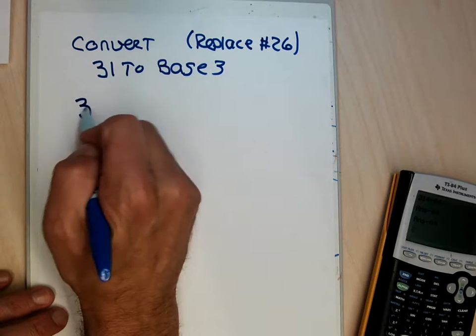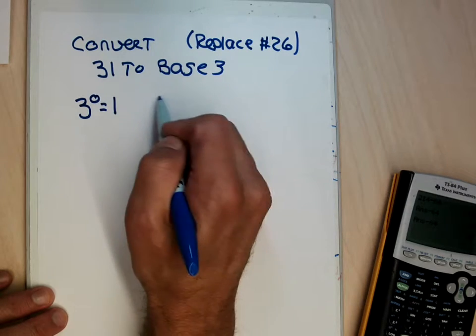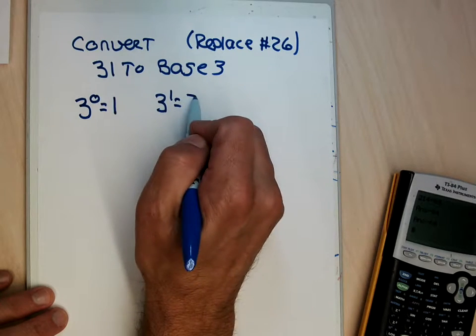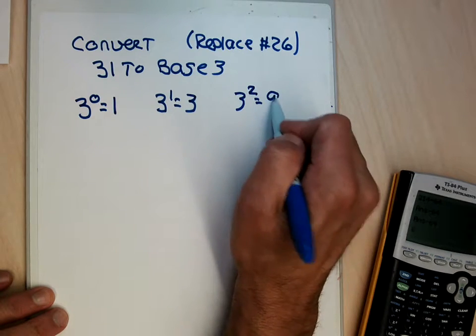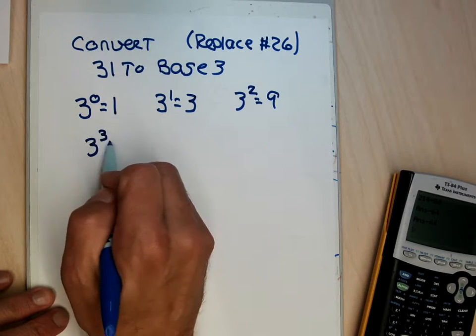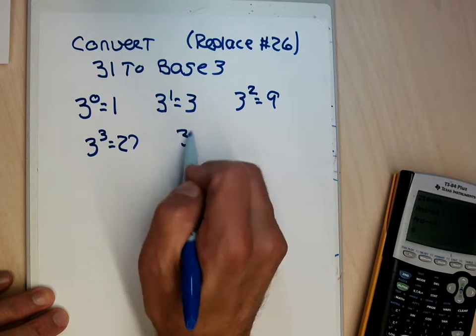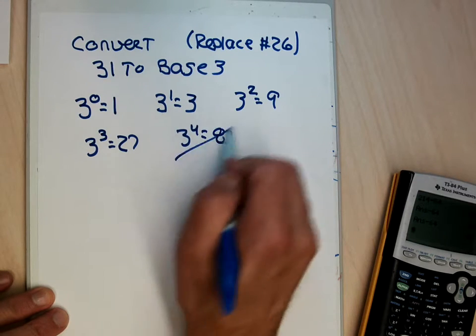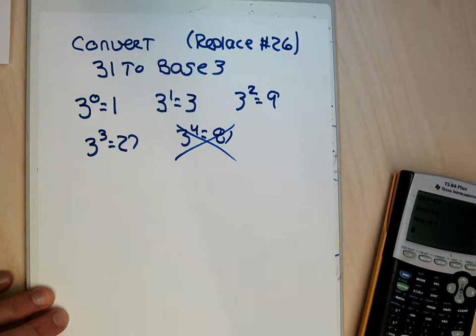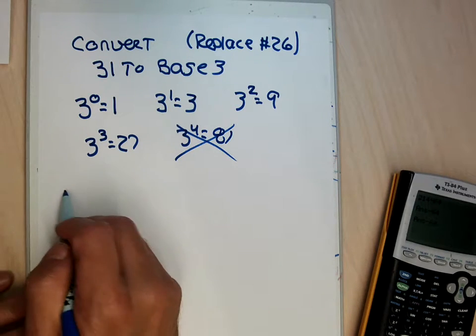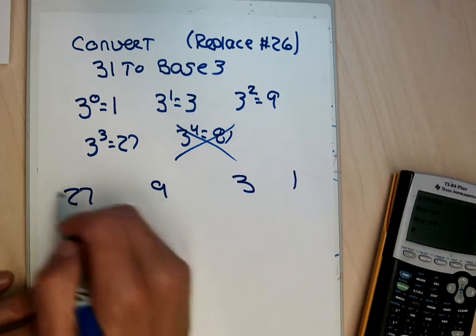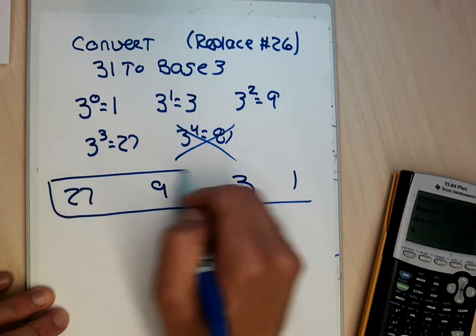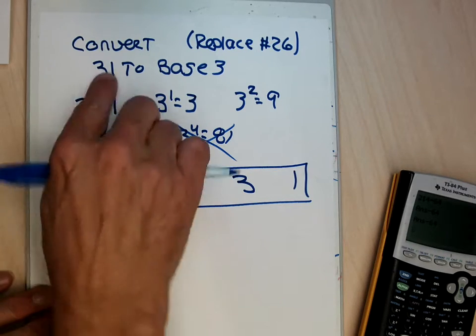3 to the 0 is equal to 1. 3 to the 1 is equal to 3. 3 squared equals 9. 3 cubed equals 27. 3 to the 4th equals 81. Too big. So all the powers of 3 that are less than 31 are 27, 9, 3, and 1. So first I found all the powers of the base I'm converting to that are less than the given number.